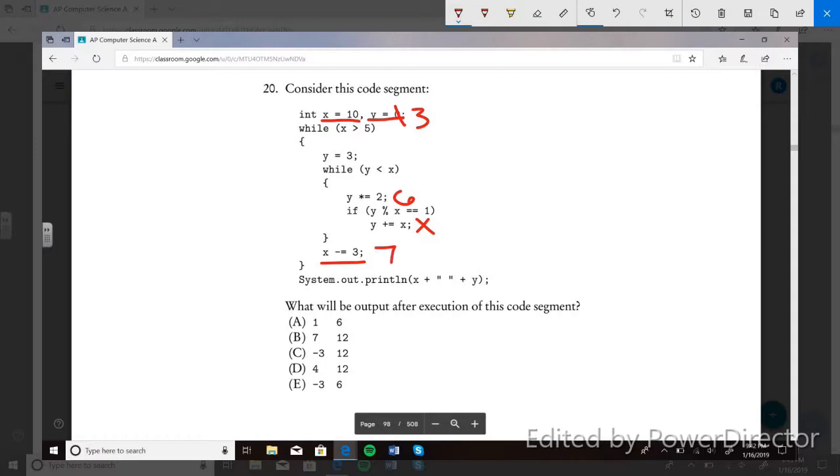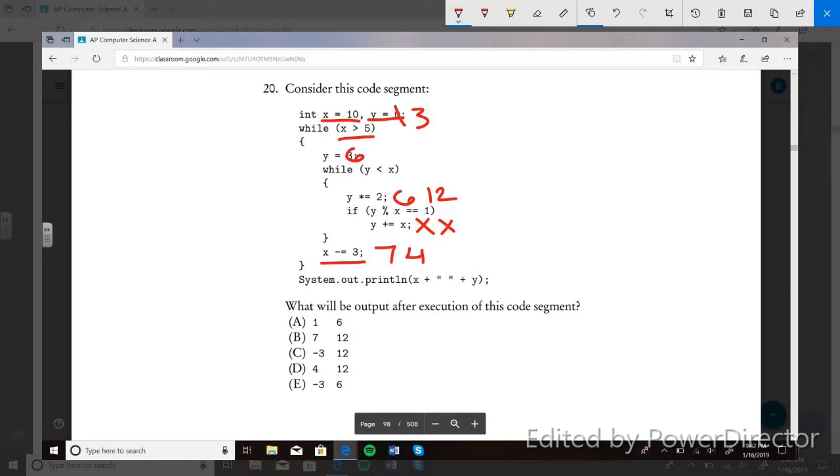So since it's 7, this while loop can still be run because 7 is greater than 5. So your y value is 6, and x is still greater than y since 7 is greater than 6. So you would multiply the y by 2 again and get 12. And 12 mod 7 is not equal to 1. So again, you wouldn't run this. And then your x value is 7, so you'd subtract 3 from that and get 4.